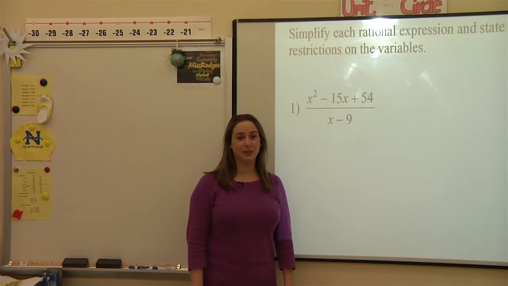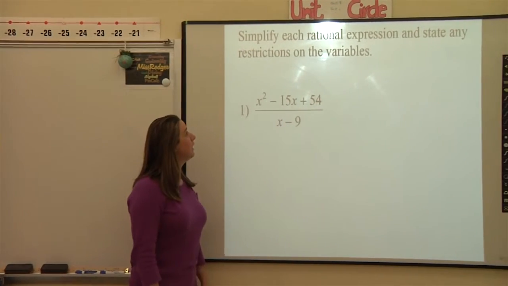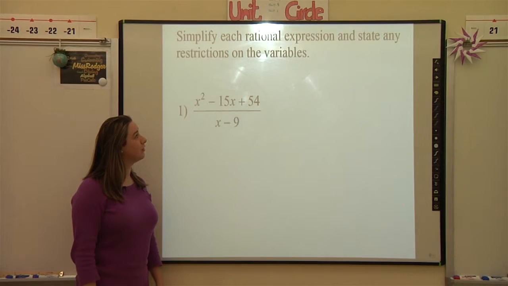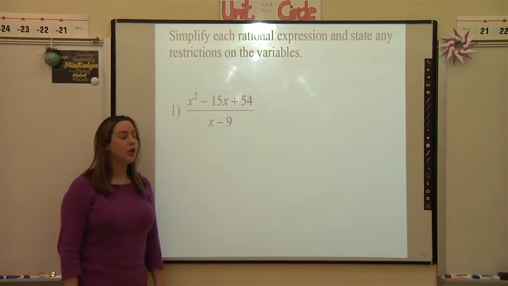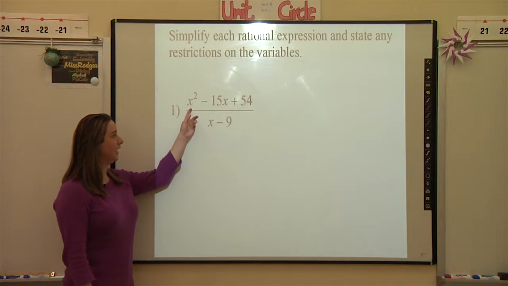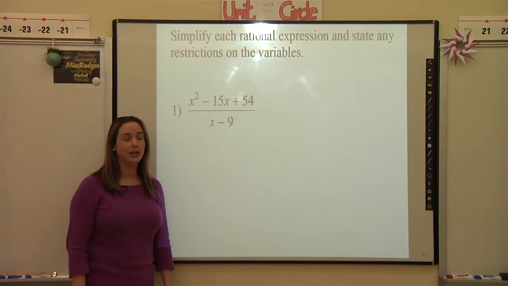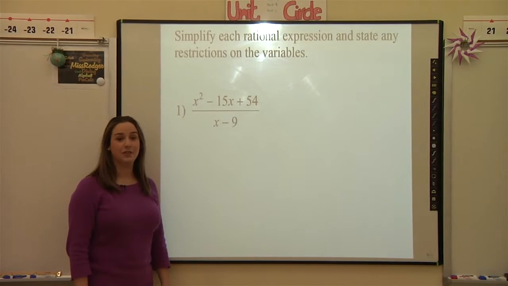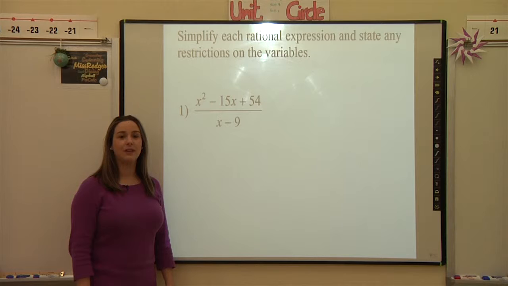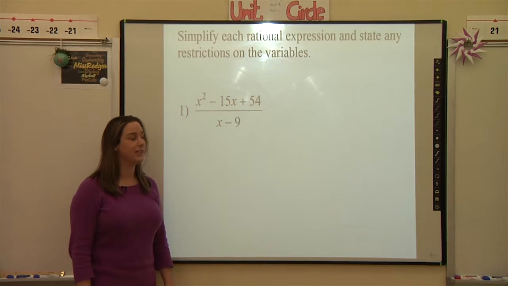Let's take a look at our first problem. Simplify each rational expression and state any restrictions on the variables. So when I examine a problem like this, I have a quadratic in the numerator and a linear binomial in the denominator. So I want to say to myself, how can I simplify this? How can I break it down?